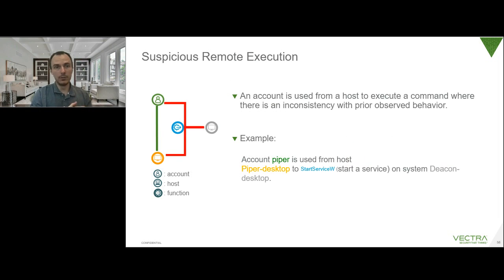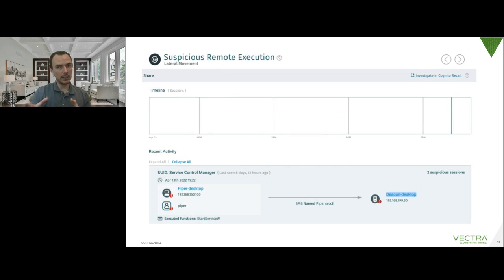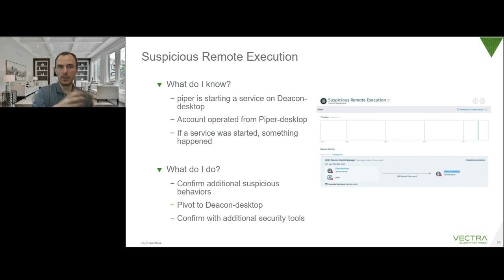As an example, account Piper from Piper desktop is starting a service on a Deacon desktop. What we've identified is that this relationship to Deacon is strange, and the system has not seen this sort of activity before. So again, going to what do we know: Piper is starting a service. The account is operating from Piper desktop.